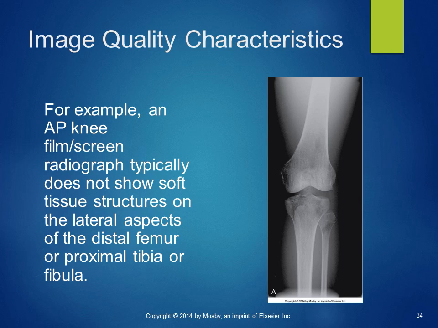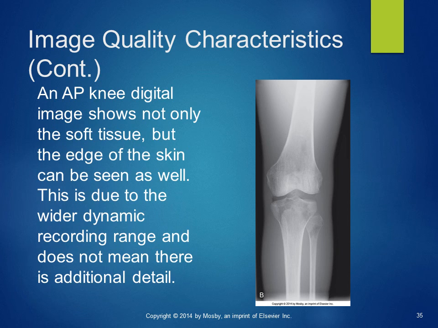Image quality characteristics. For example, an AP knee film screen radiograph typically does not show soft tissue structures on the lateral aspects of the distal femur or proximal tibia or fibula. In contrast, an AP knee digital image shows not only the soft tissue, but the edges of the skin that can be seen as well. This is due to the wider dynamic recording range and does not mean there is additional detail.